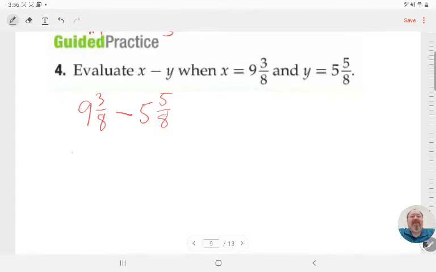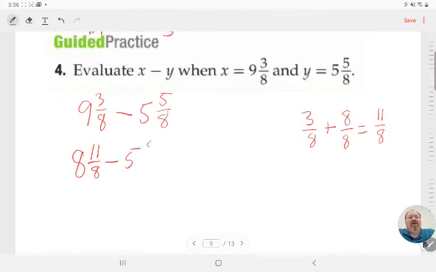So I can change the 9 to an 8, and I'll just write over here on the side, I'm going to take that 3/8 and I'm going to add an 8/8, because that's the same as 1. That's where we're getting the 8 to the 9, or the 9 to the 8. And then that's going to give me 11/8. So 8 11/8 is the same as 9 3/8. And now we can subtract our 5 5/8 from that, okay?